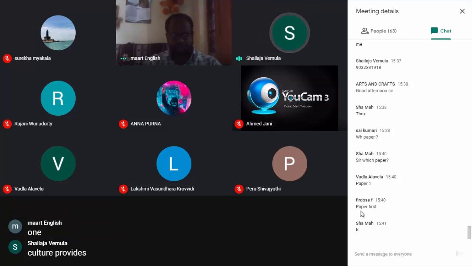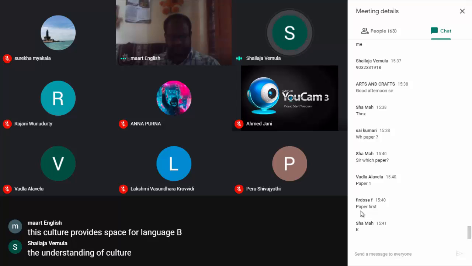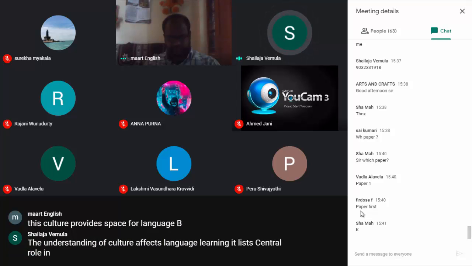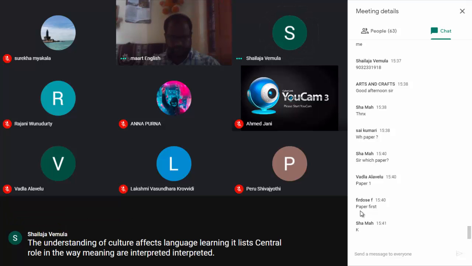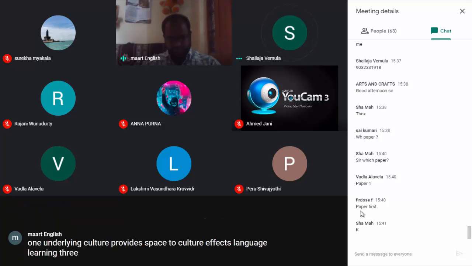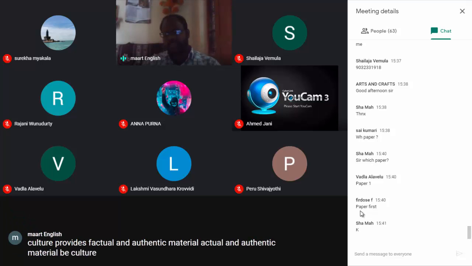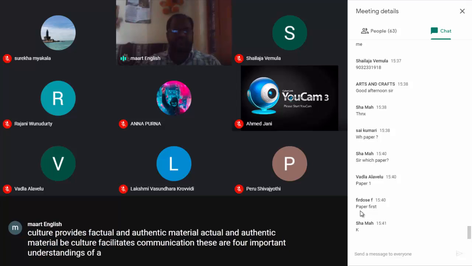One. Culture provides a diverse space for language practice and is a body of information. Yes, culture provides space for language learning. Two. The understanding of culture affects language learning. It plays a central role in the way meanings are interpreted. Underline, 1. Culture provides space. 2. Culture affects language learning. 3. Culture provides factual and authentic material. Factual and authentic material. 4. Culture facilitates communication. These are four important understandings of the significance of culture in language learning.